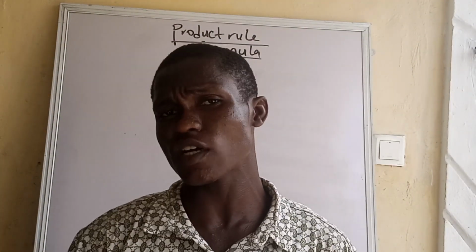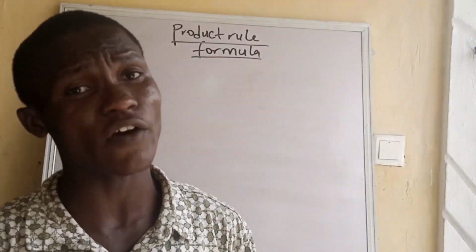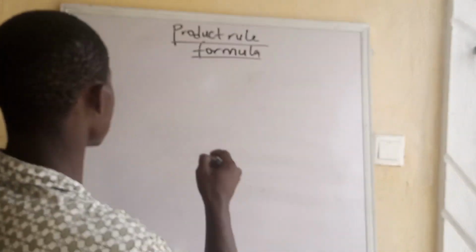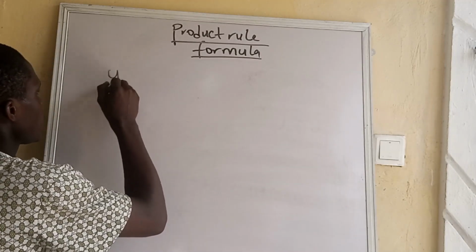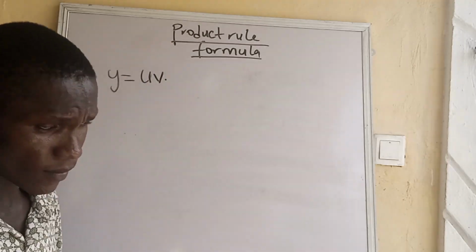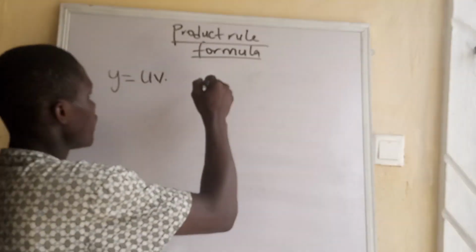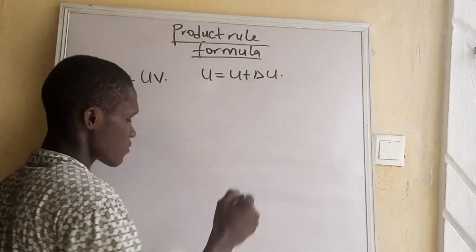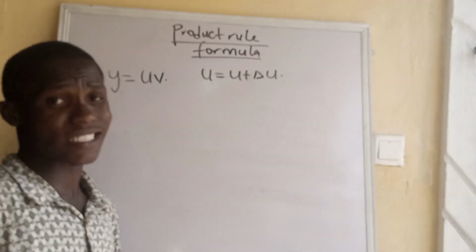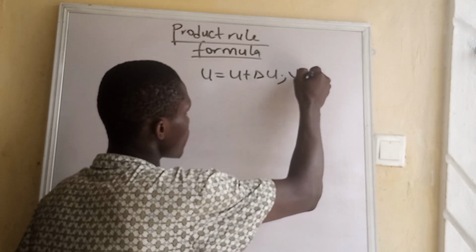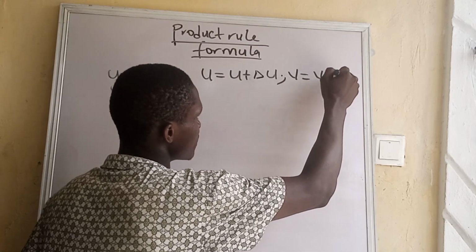And in the course of this study, we are going to assign two numbers, which are v and u. In other words, we can say y is equal to uv. So the next step we are going to do again, we can say u is equal to u plus delta u. And we can also assign for the value of v. So we can simply say v is also equal to v plus delta v.